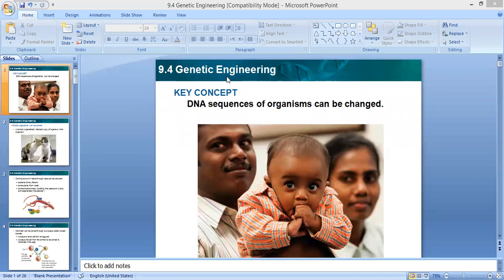So the key concept, we said that DNA sequences of organisms can be changed. And if we change DNA sequences inside an organism, it means I'm using genetic engineering. You understand now?